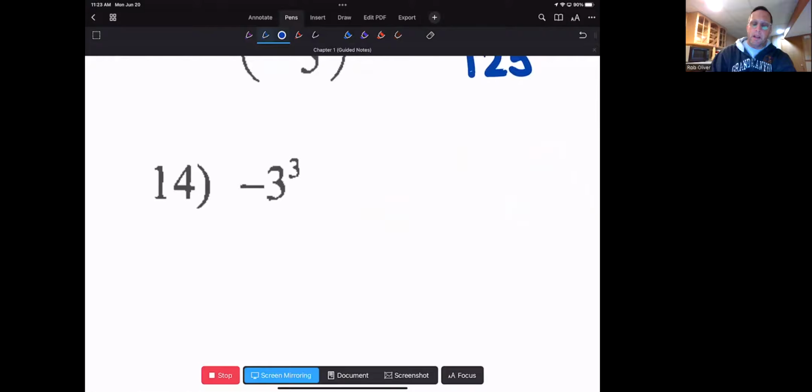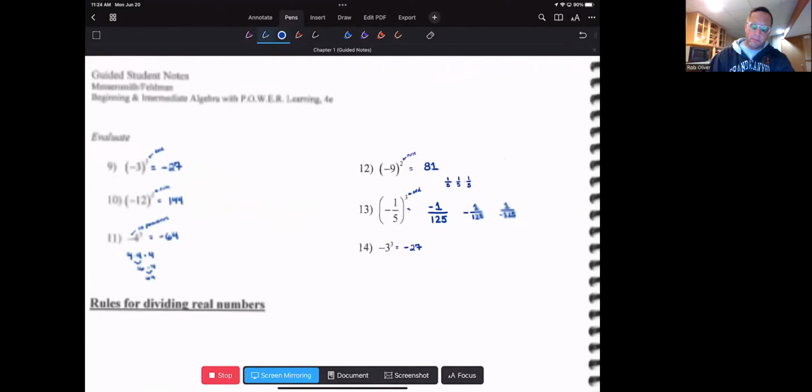And then for number 14, we have -3 to the third power. -3, well, no parentheses on this one, so we know it's negative. So it's going to be -27.